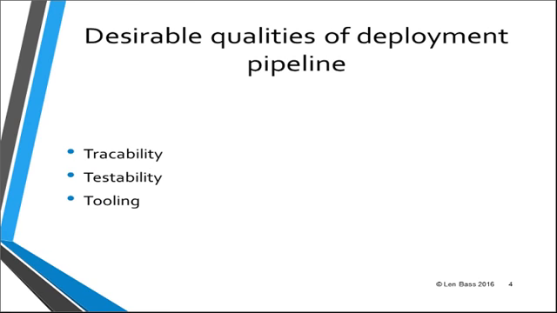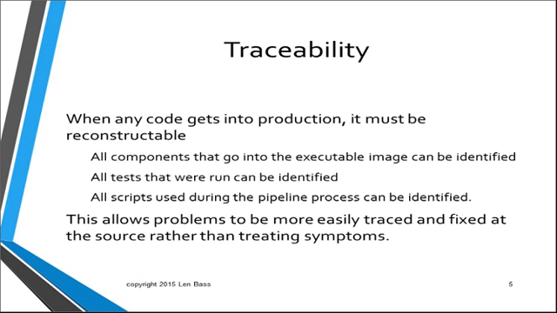Now, what are the qualities that you would look for in terms of a deployment pipeline, other than doing the tasks that they're supposed to do? And we'll talk about three of them. So there's traceability. When code gets into production, you must know where it comes from. So all components can be identified, all tests that were run can be identified, all scripts that were used during the pipeline process can be identified, the versions of the tools that were used in the pipeline as it gets processed should all be identified, and so on. And this allows problems to be more easily traced.